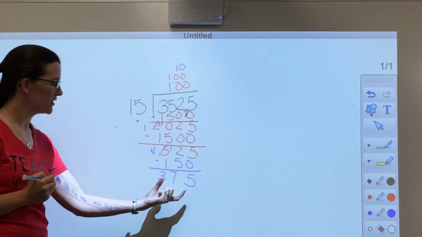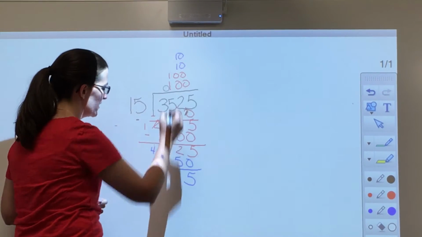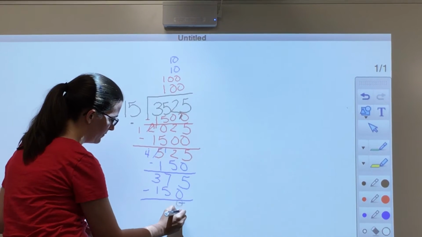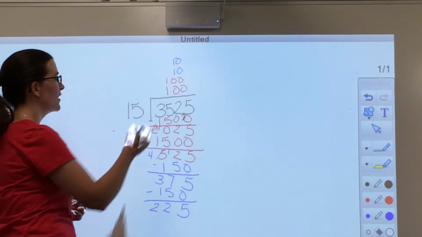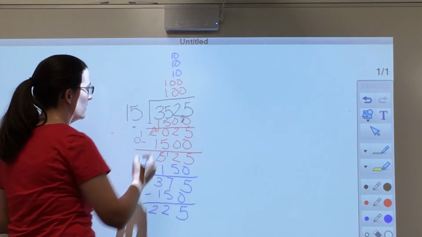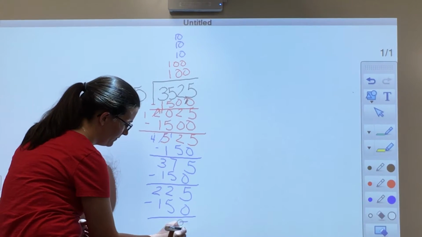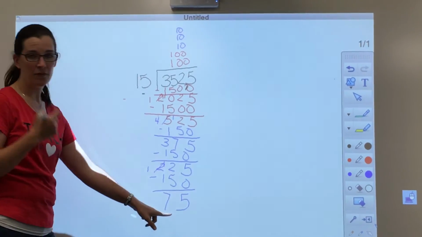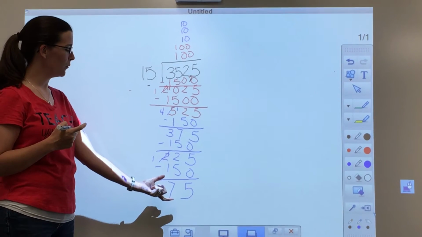I'm left with 375. That's still large enough to take out another 10. 15 times 10 again is 150. Still large enough to take out one more 10, so that's subtracting out one more 150. Now I'm left with 75. I can't take out another whole 10 because that would be 150.